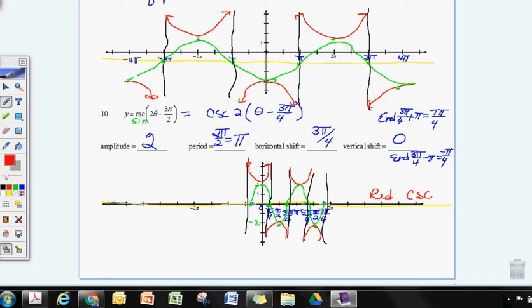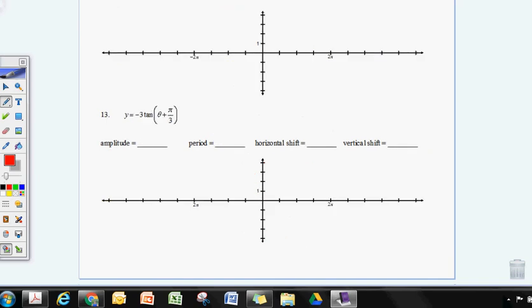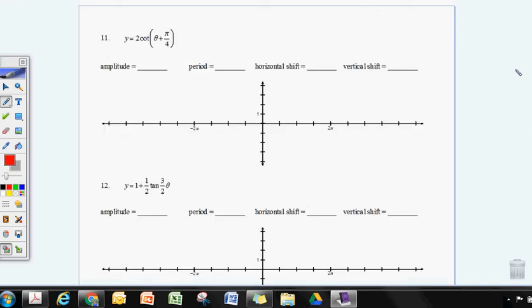Okay, so that is page 3, and now we're moving on to page 4. And for page 4, we're still doing some graphing, but now we're going to be doing our tangent graphs. So for the tangent graphs, everything works the same. Amplitude is 2. It's not going to do anything. Period, though, this is the thing that changes. It is pi over b. So this turns out just to be a period of pi. The horizontal shift is at -pi over 4, and there is no vertical shift.